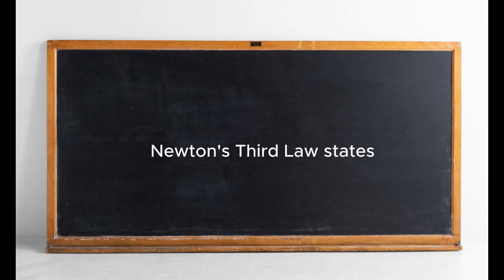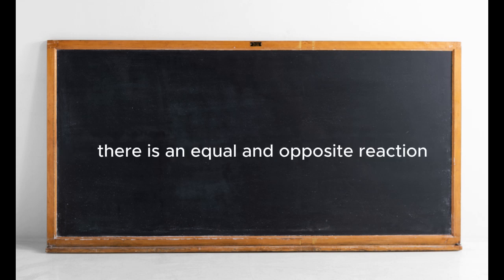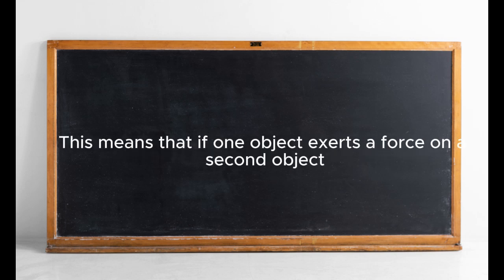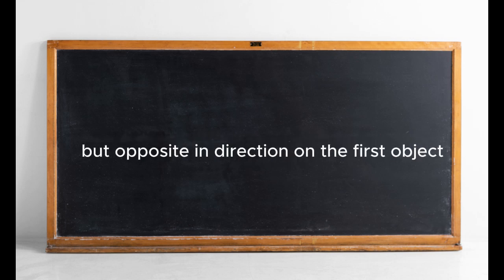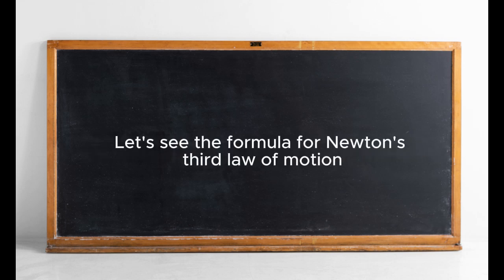Statement of Newton's third law of motion. Newton's third law states, for every action, there is an equal and opposite reaction. This means that if one object exerts a force on a second object, the second object exerts a force equal in magnitude but opposite in direction on the first object.